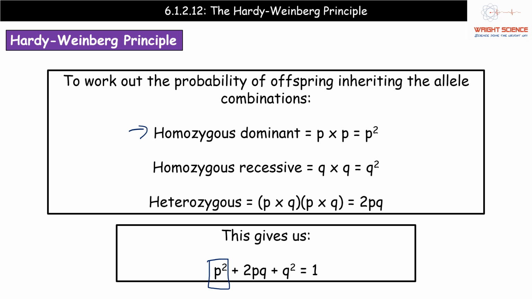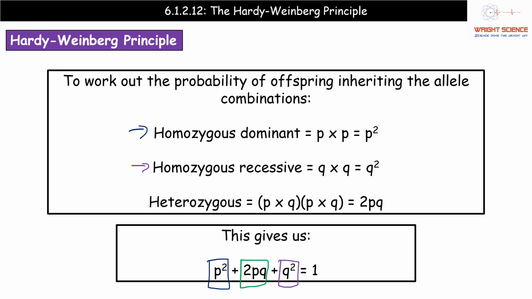The next bit that we're going to look at is the other end of the equation, the q squared. Now, q, remember, is the recessive allele. And because it's q squared, that tells us we have got homozygous recessive, because q times q gives us q squared.